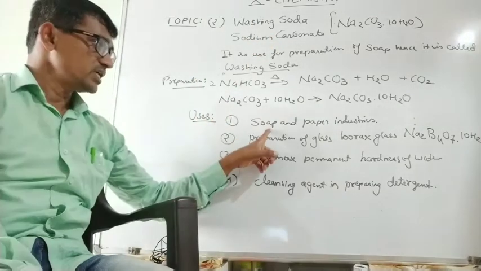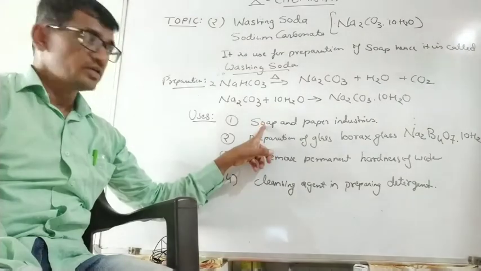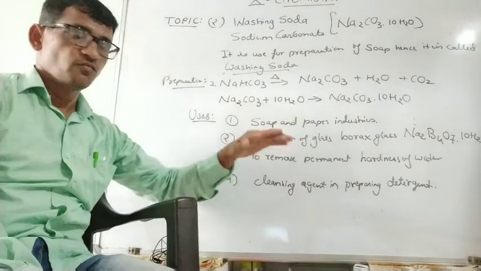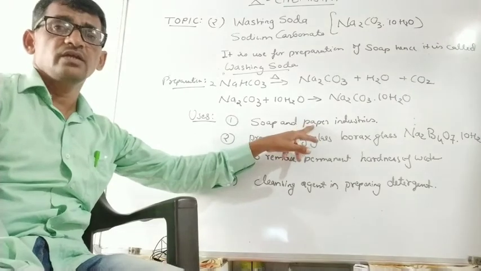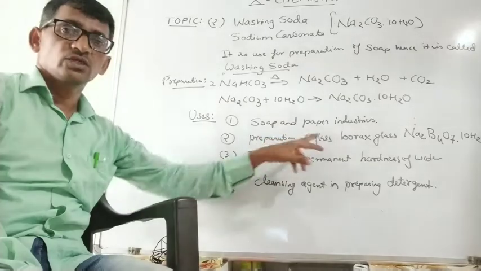Uses. As earlier discussed, it is used for preparation of soap and detergent, and in paper industries. Foam is applied to the paper as a filler. For that, Na2CO3, sodium carbonate, is used. Preparation of glass.